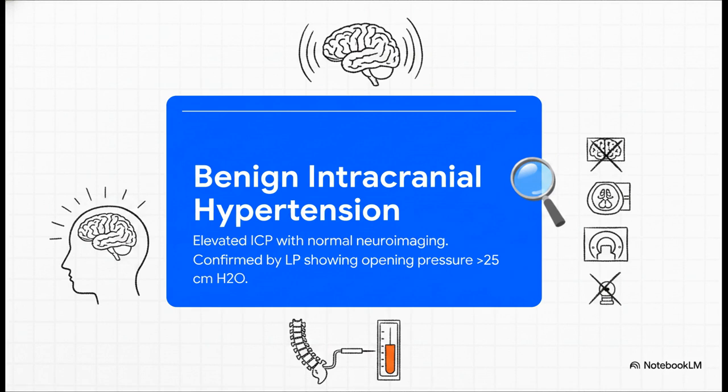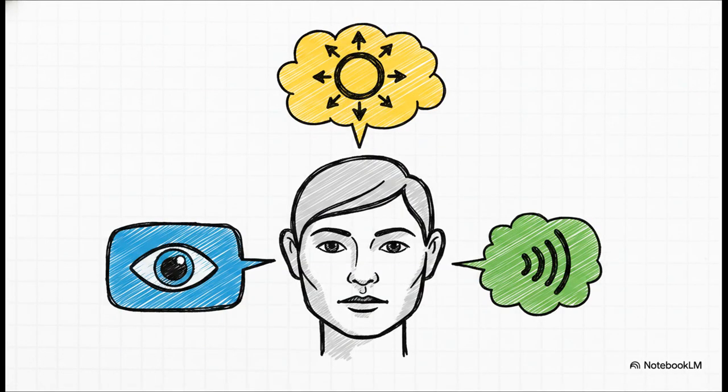First, you have to get neuroimaging, an MRI and an MR venogram, to make sure there's no tumor or blood clot. Once that's clear, you do a lumbar puncture. And if the opening pressure is high, over 25 centimeters of water, and the fluid itself is normal, then you've got your diagnosis. Yeah, that clinical triad is just classic for this condition. A daily, pressure-like headache, vision that temporarily blacks out, and a pulsing or whooshing sound in the ears. You see that in an obese young woman, and IIH should be at the top of your list.